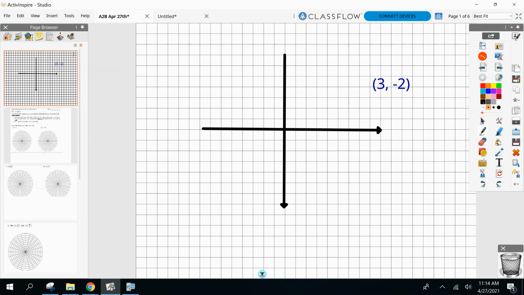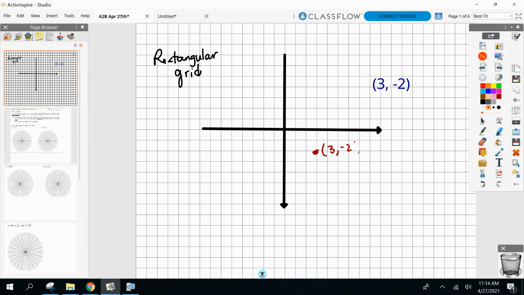And I want you guys to start getting the vocabulary down too, because I'm going to refer to your old school graph as a rectangular graph. You're going to start hearing that word a lot, rectangular grid. That's what you guys have been graphing on. So (3, -2): I go over 3, down 2, there it is.